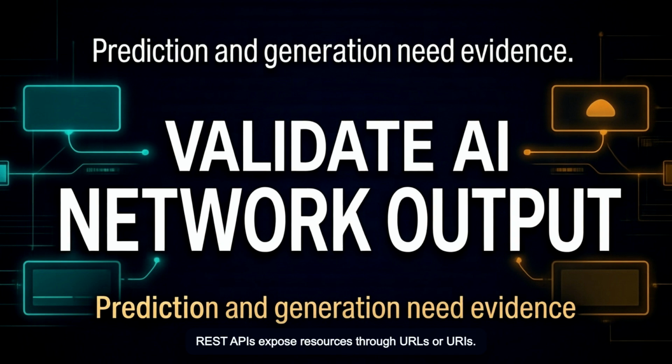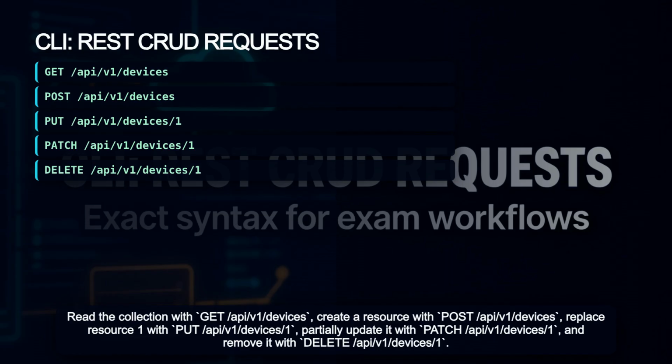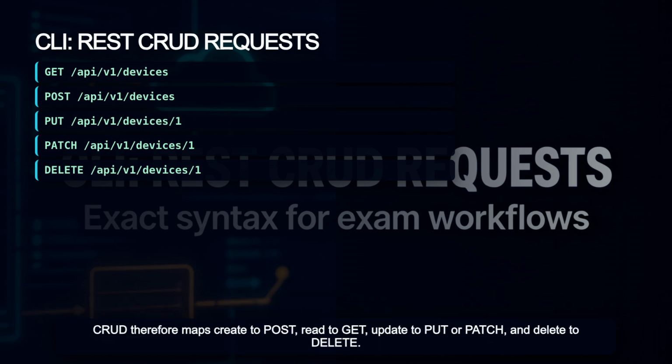REST APIs expose resources through URLs or URIs. Read the collection with GET /api/v1/devices. Create a resource with POST /api/v1/devices. Replace resource 1 with PUT /api/v1/devices/1. Partially update it with PATCH /api/v1/devices/1. And remove it with DELETE /api/v1/devices/1. CRUD therefore maps create to POST, read to GET, update to PUT or PATCH, and delete to DELETE.